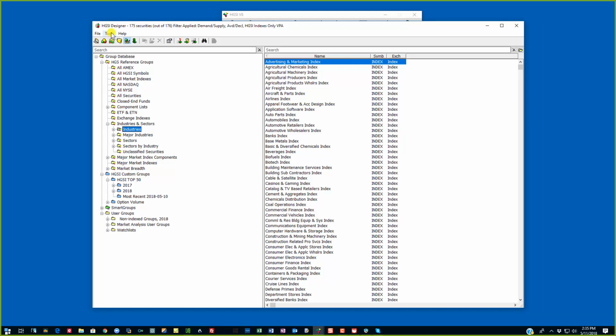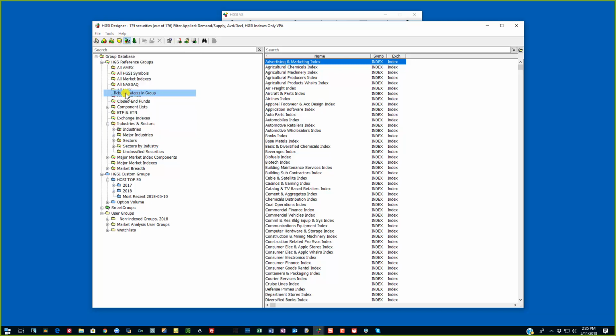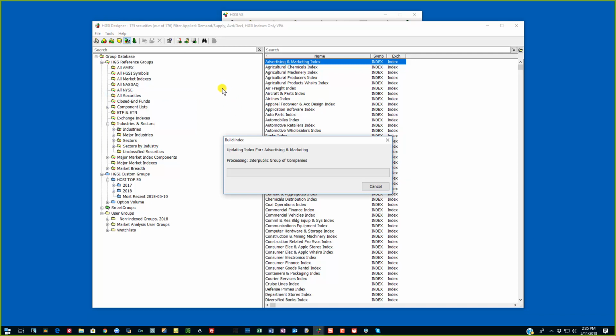To do that, I am selecting the industries, and then I'll go into the Tools menu, and I'm going to rebuild the indexes in the group. Now this works if you are using intraday updating. I am using Thinkorswim for my intraday quotes, and the way I have it set up is that these quotes update every 5 minutes. So it's essentially real time if you have Thinkorswim as your platform.